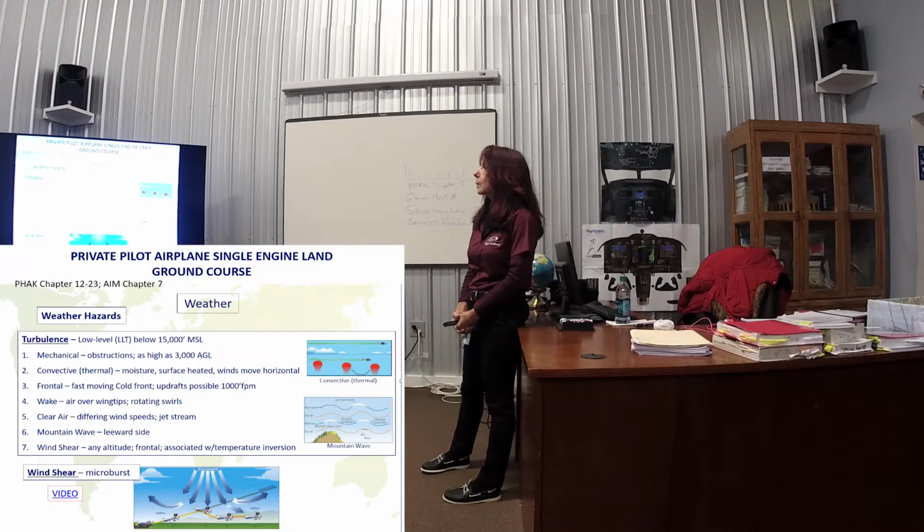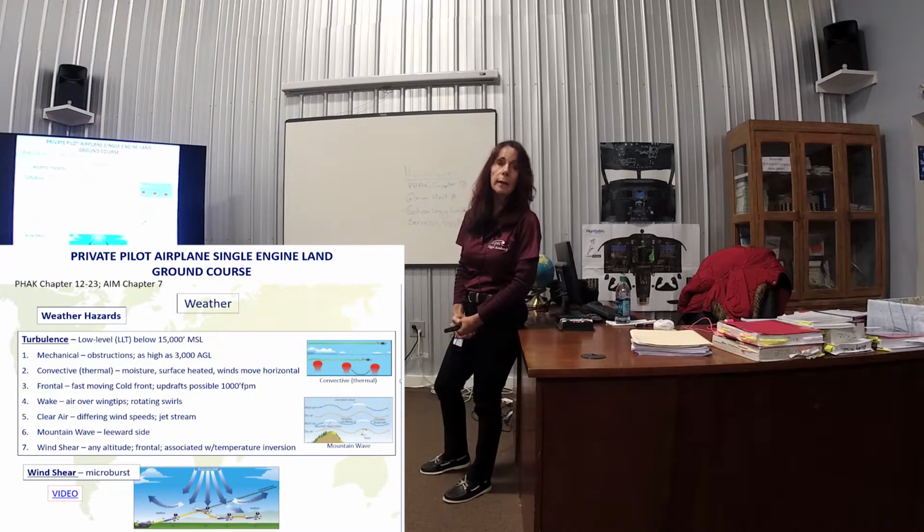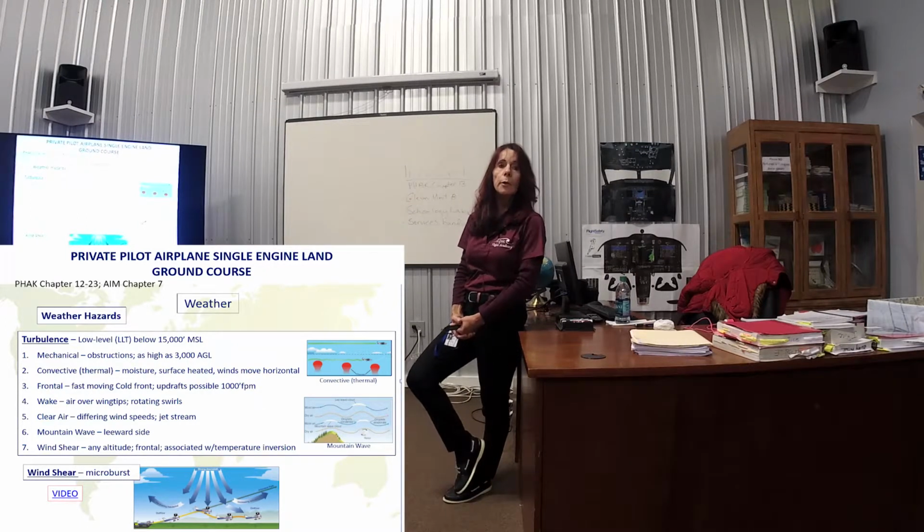First one, mechanical. Obstructions on the ground. I put trees into mechanical because you have a runway. You come in on what will be runway 9 in Ormond Beach. Huge set of trees at the end of 9. And you're bumped up and down, up and down. Mechanical turbulence. You have a large hangar, you have a large facility of something, it's going to bump you up and down, as high as 3,000 AGL.